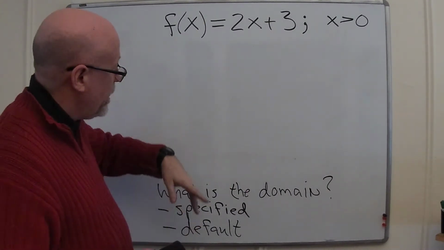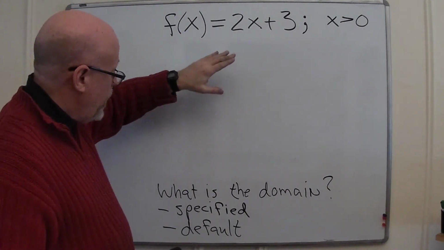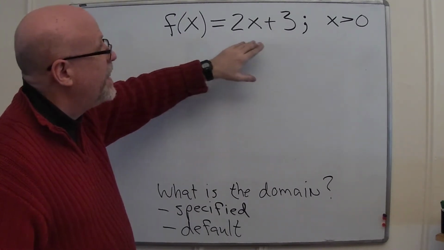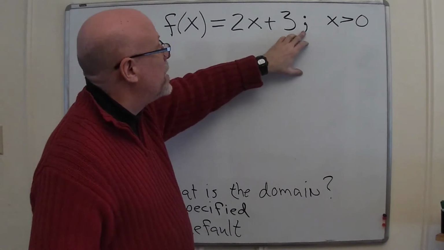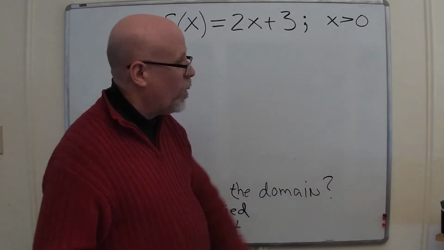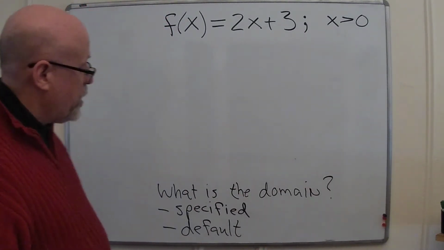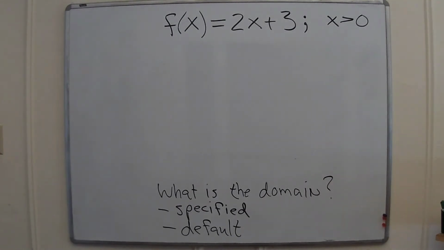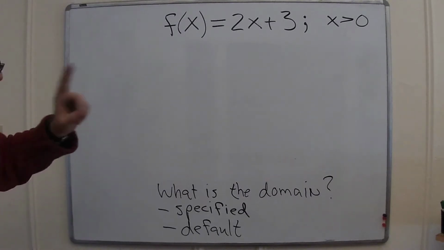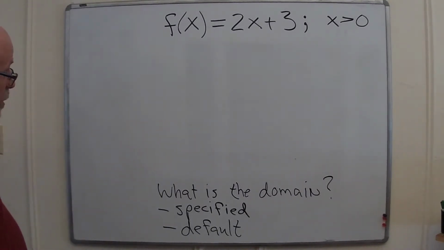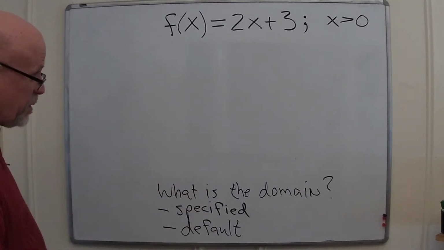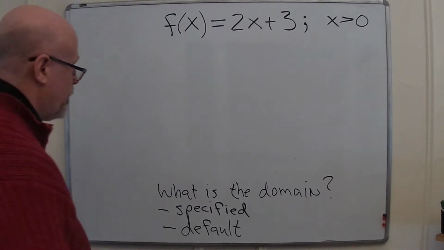Half the time you don't need to worry about that, but when they're specifying a domain, it'll always be seen this way. You've got a semicolon and then some inequalities or maybe interval notation to be used there. So that's a specified domain. Watch for that from now on. If you see semicolons and inequalities appearing just to the right of your function definitions, that's what it's about.